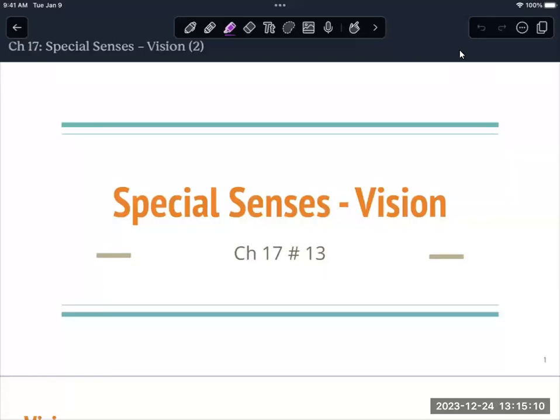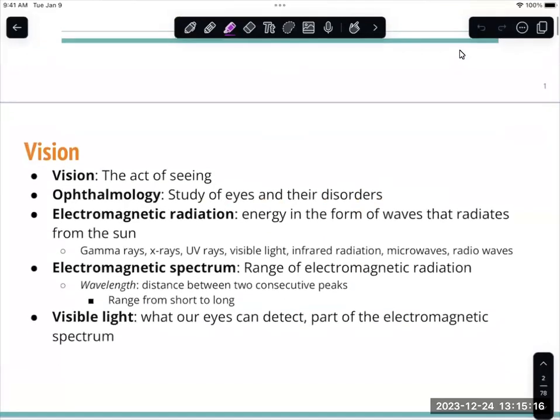This video is specific to vision. So let's look at vision. Vision is the actual act of being able to see. What we see is this visible light that is found within this electromagnetic radiation.